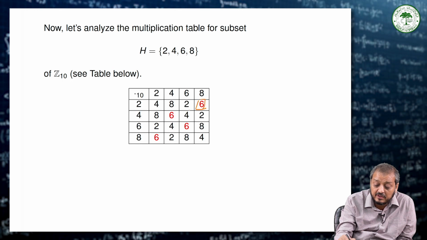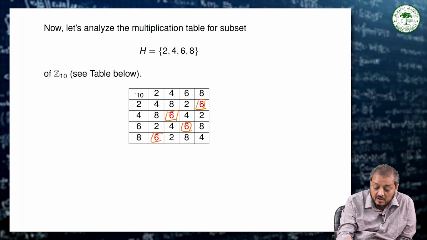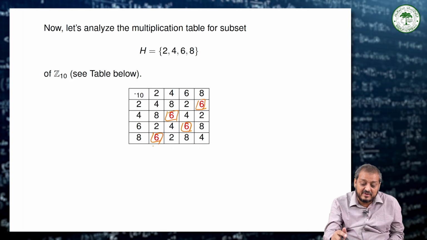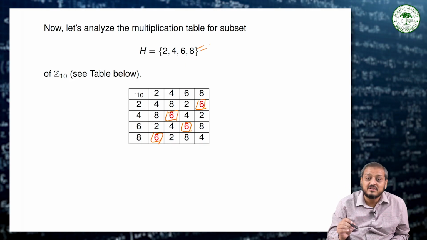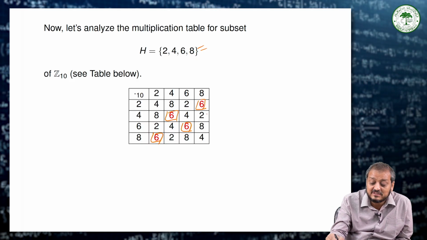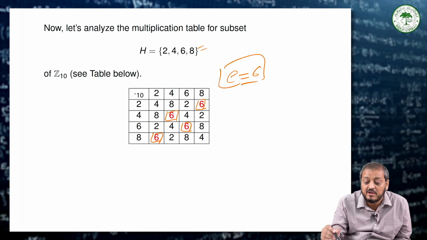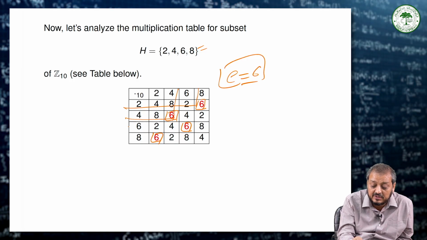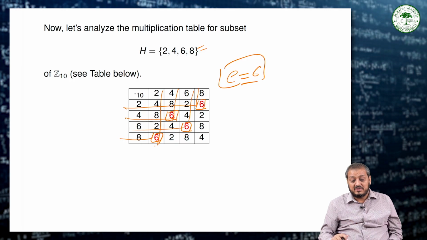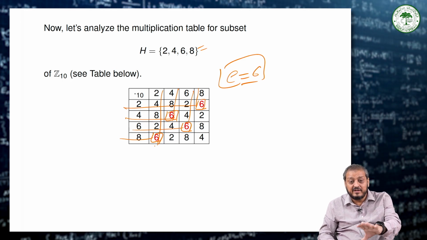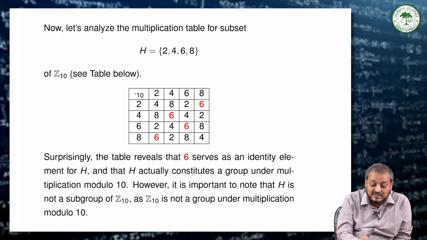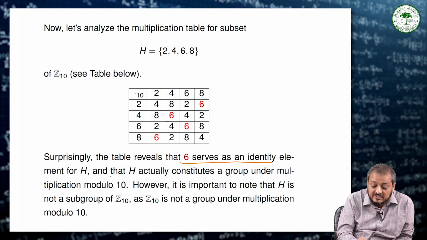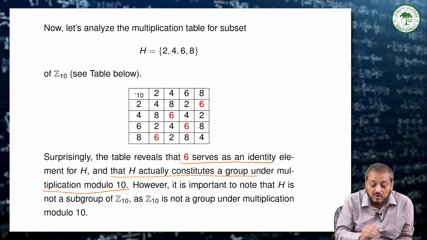Now we are interested in this table. You can see clearly that H is closed, because every element of the table is an element of H. Also you see the identity element is 6, e equals 6, and every element has an inverse. Surprisingly, the table reveals that 6 serves as the identity element of H, and H is actually a group under multiplication modulo 10.